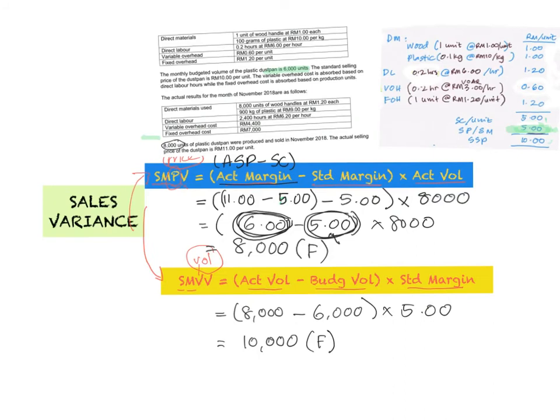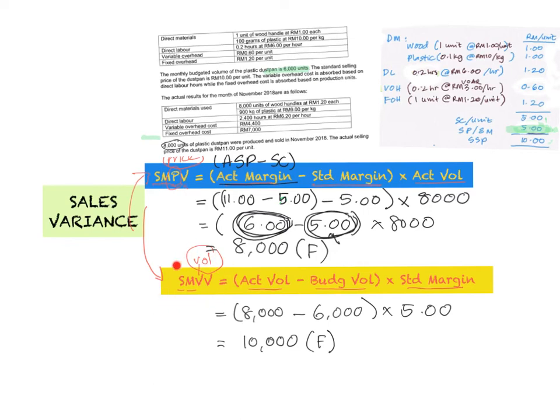So to sum up what we have done in this video, we are trying to calculate the sales variance. Sales variance consists of two things: the standard margin price variance dealing with the price, and the standard margin volume variance, which deals with the volume. For the standard margin price variance, the formula is actual margin, calculated as actual selling price minus standard cost, minus the standard margin from your standard cost card, times the actual volume. So you have here 8,000 favorable variance.